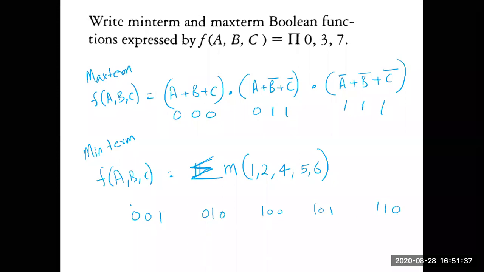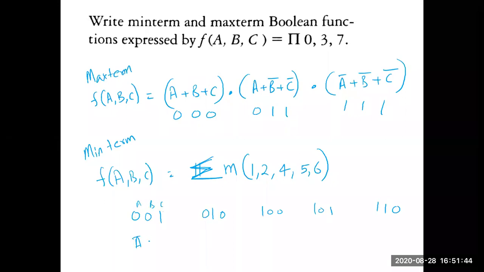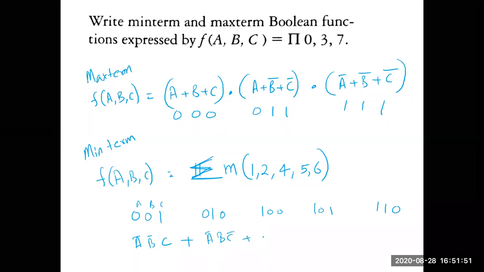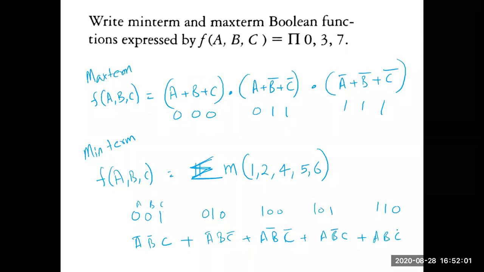If you want to write 0, 0, 1 in the form of a, b, c, this is your a, this is your b, this is your c. So you will get a bar, b bar, c, then plus a bar, b, c bar, plus a, b bar, c bar, plus a, b bar, c, plus a, b, c bar. So this is the expression of f(a, b, c) when you write in the form of min terms.